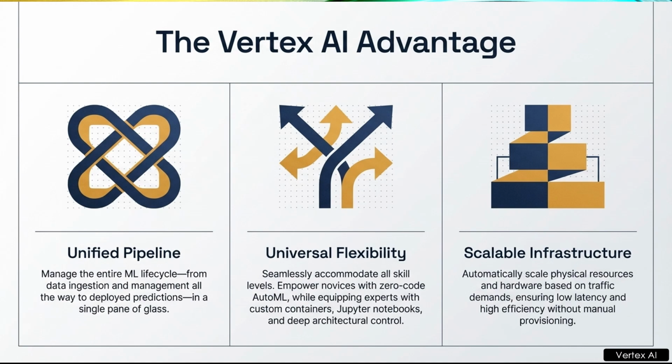Slide 13, the Vertex AI advantage. This serves as the architectural summary. It distills down to 3 core points: a unified pipeline in a single pane, universal flexibility, and automatically scalable infrastructure.